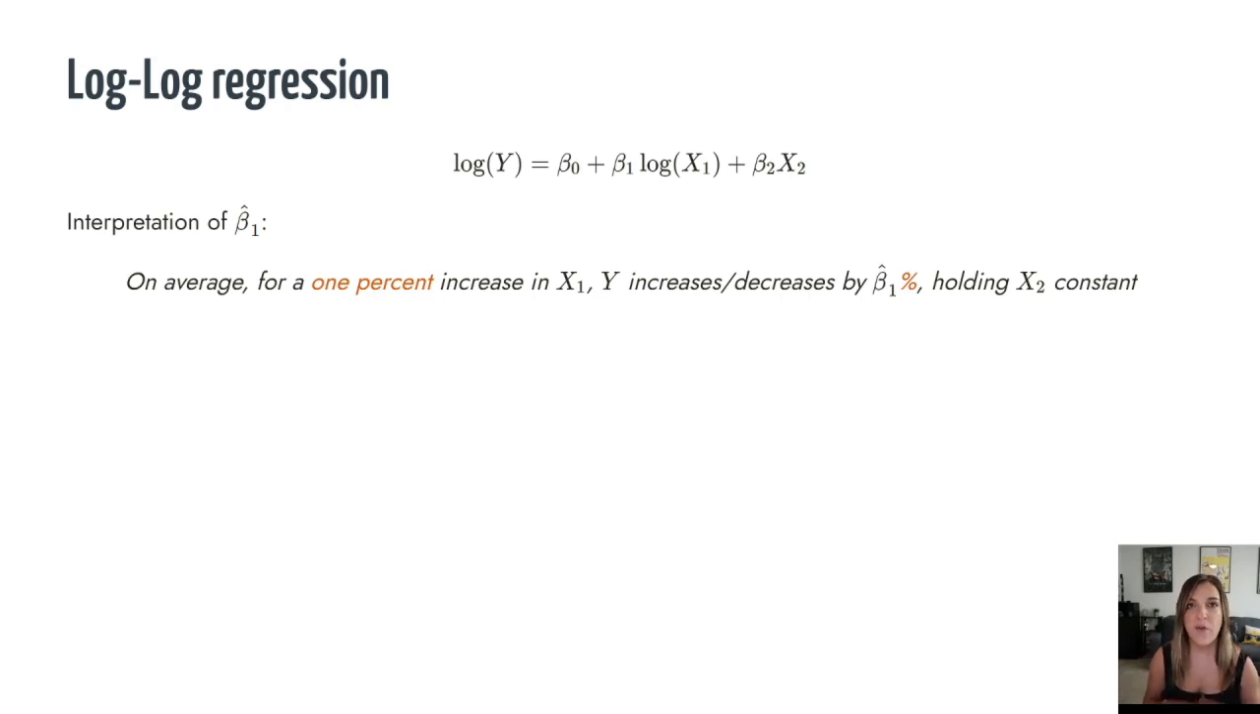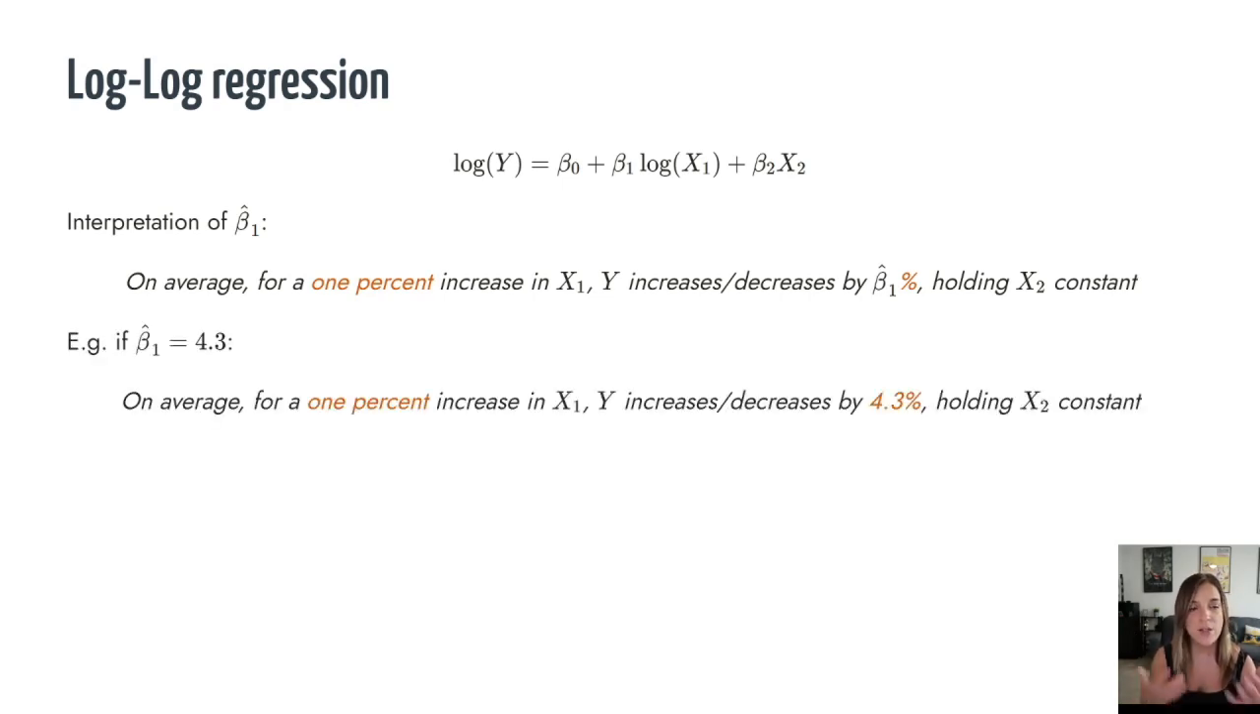On average, for a 1% increase in x1, y will increase or decrease by beta 1%, holding x2 constant. So this is pretty straightforward because we don't need to do anything to beta 1. The only thing that we need to remember is to interpret this as percentage changes. Let's put a number into it. So imagine now that you run your regression and beta 1 is 4.3. You would interpret it as, on average, for a 1% increase in x1, y increases by 4.3%, holding x2 constant.